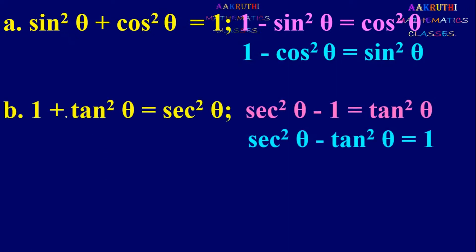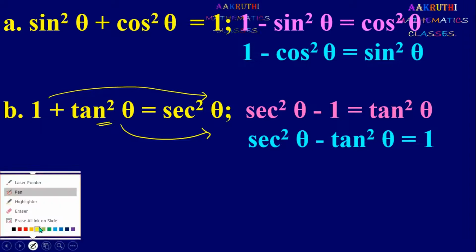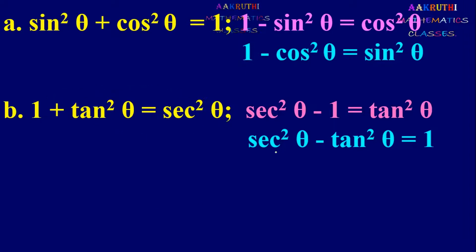So next identity, that is 1 plus tan square theta is secant square theta. Or if we take 1 to this side, we get secant square theta minus 1 is tan square theta. Or if we take tan square theta to this side, we get secant square theta minus tan square theta equal to 1.